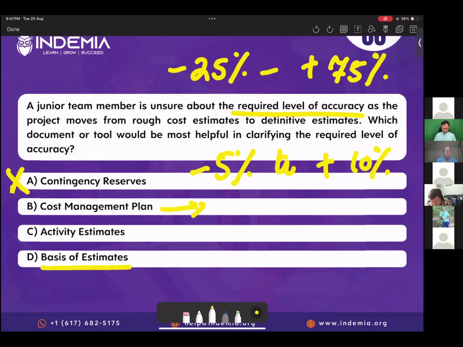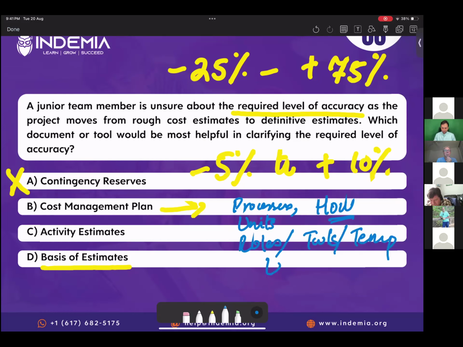Cost management plan. It's a plan that contains processes, policies, procedures, and all the guidelines on how we will be managing cost. You understand, everybody? Processes, policies, information about units, information about roles and responsibilities, tools and techniques, templates, and level of accuracy. Required level of accuracy is directly documented in the cost management plan, right? So just review your notes, you'll find this. So the correct answer is option B. We find the required level of accuracy in the cost management plan.